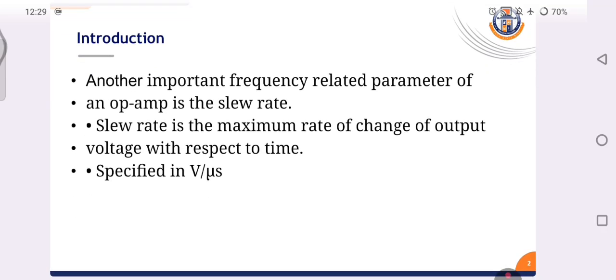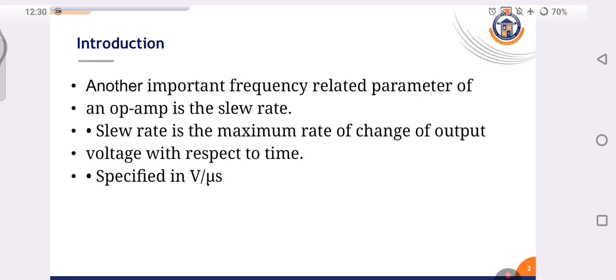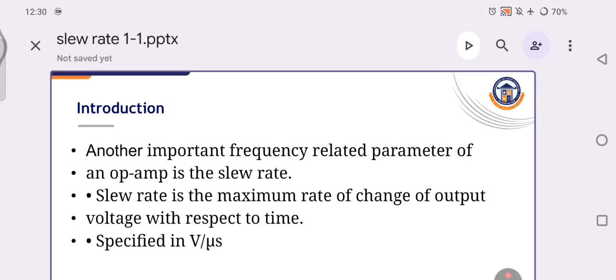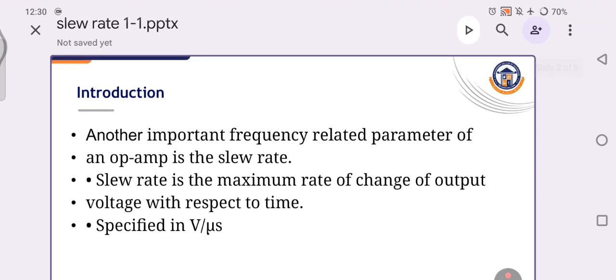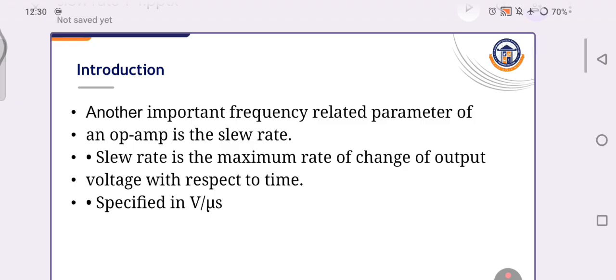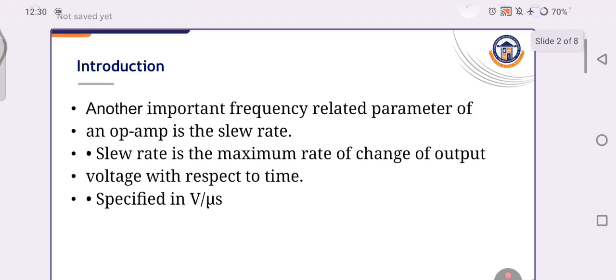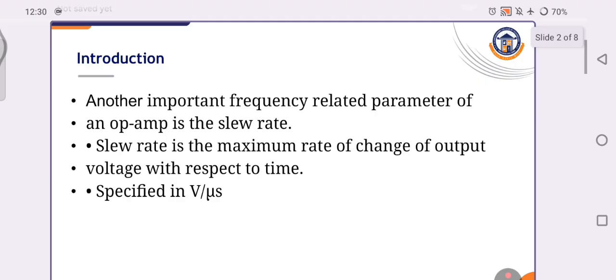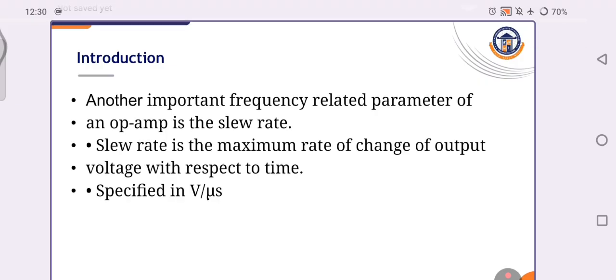This is the introduction. In this slide, I will explain the basic concept of slew rate. Slew rate is an important frequency-related parameter of an operational amplifier. It is defined as the maximum rate of change of the output voltage with respect to time. It indicates how fast the output voltage can respond to a changing input signal. The unit of slew rate is volts per microsecond, written as V per microsecond or V/µs. A higher slew rate means the op amp produces faster output changes without distortion.